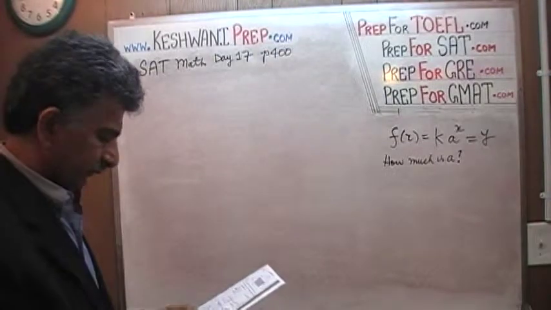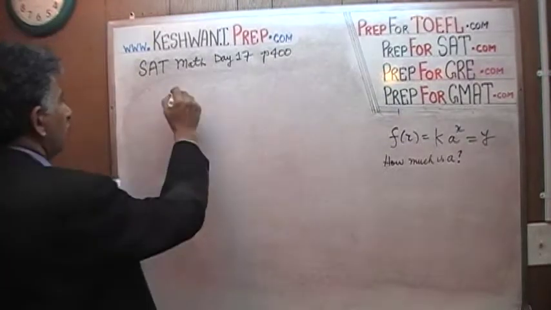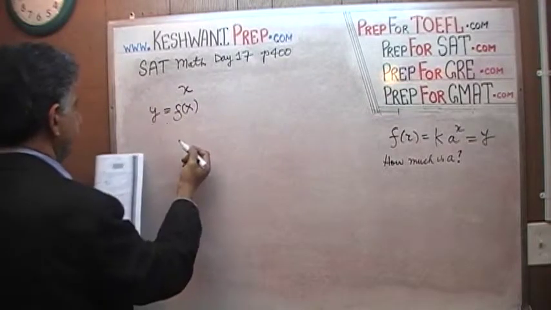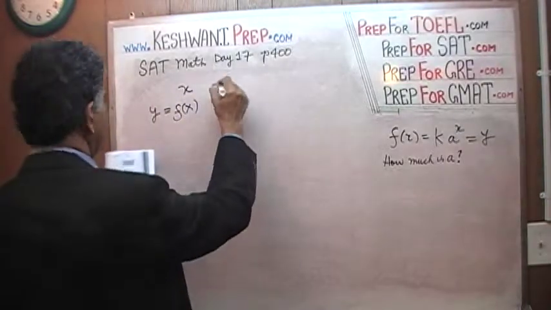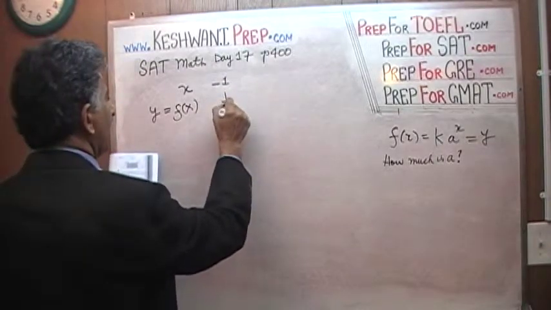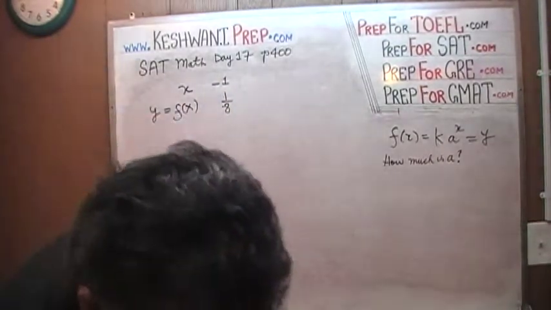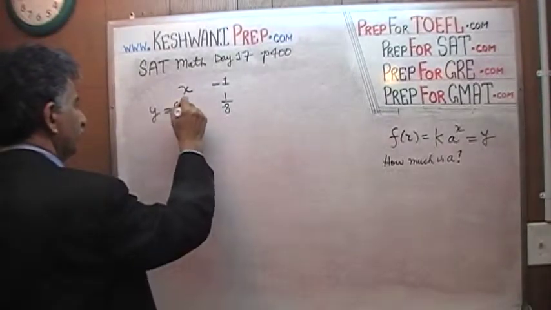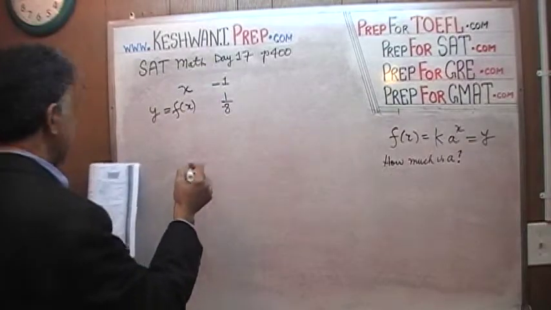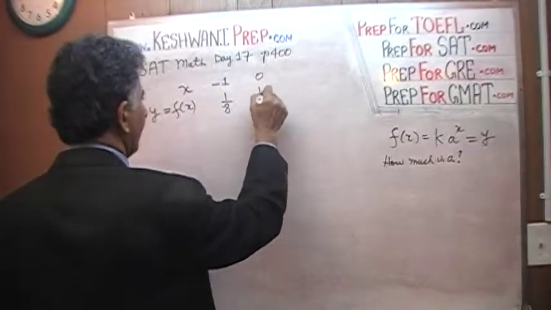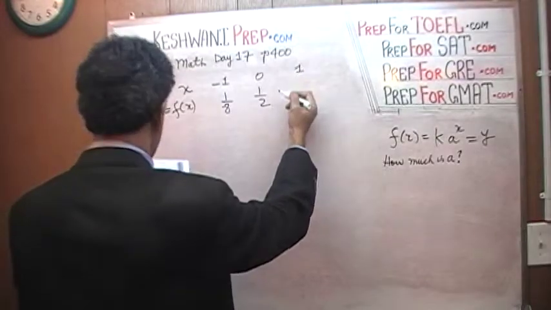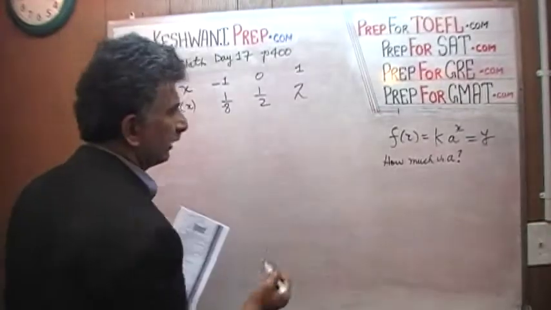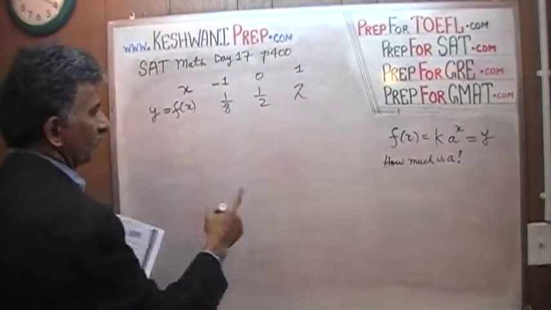So what's the value of a? Well, we're just going to look at our chart. Our chart tells you, here's your x and here's the f of x, which is the value of y. Our chart tells you that when x is -1, the value of y, f of x, is 1/8. When x is 0, it's 1/2. When x is 1, it is 2. So we're going to plug in any of these values for x and y and figure out the value. That's all it is. Just plug in x equal to 0.